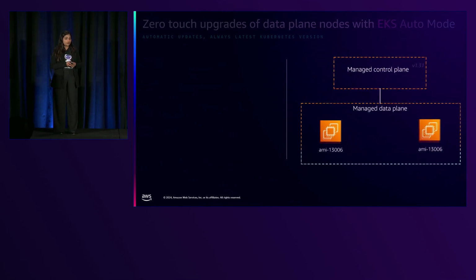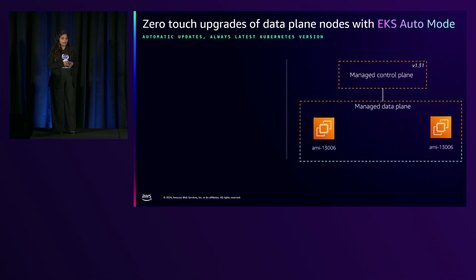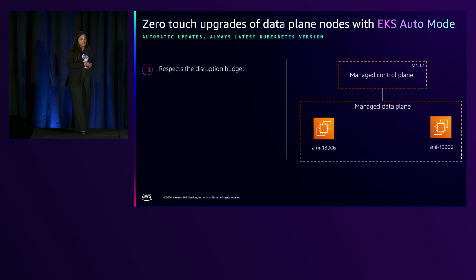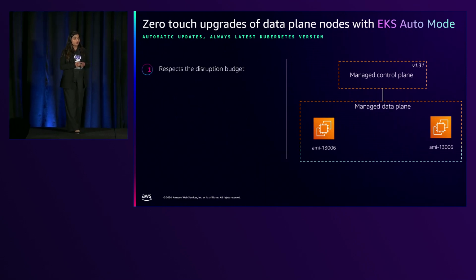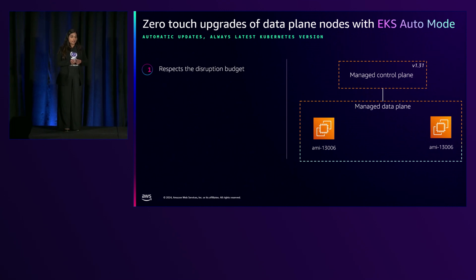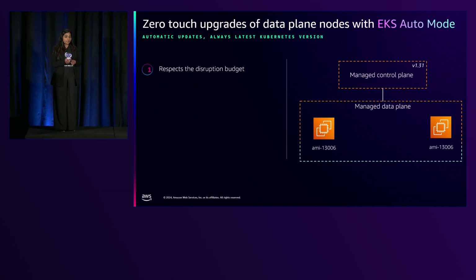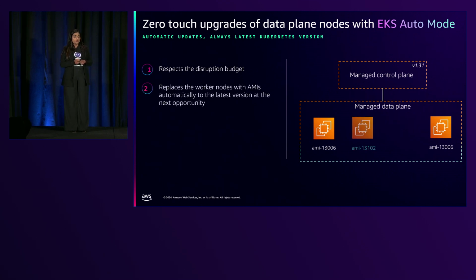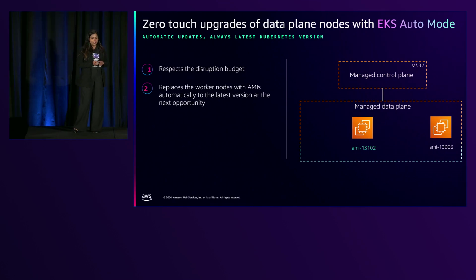So the next one, how do the data plane updates work? It is completely zero touch. You do not have to do anything. Amazon EKS auto mode respects the disruption budget. It sees that the control plane is now updated to 1.31, so it goes ahead and replaces the old worker nodes with the latest AMI. Here you see the old one was replaced with the 1.31 AMI as well.